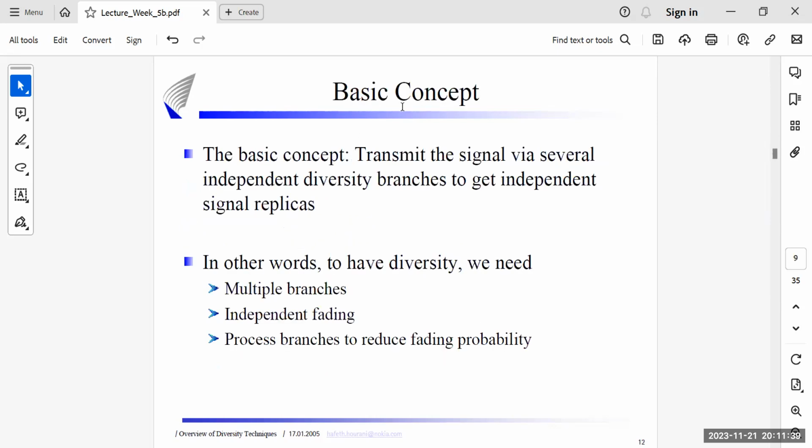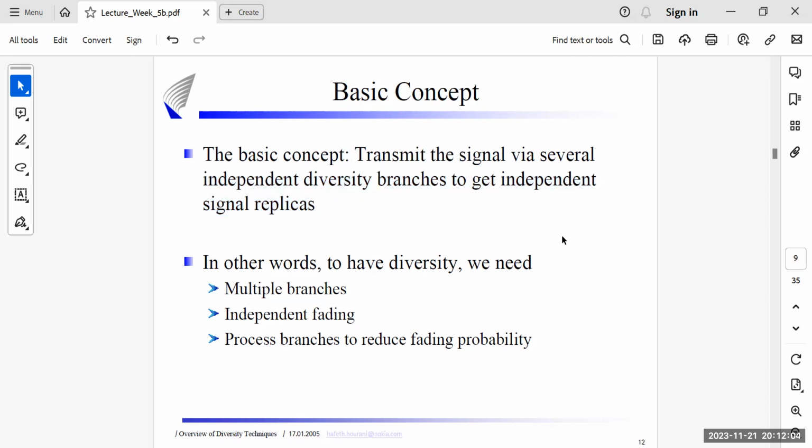What is the basic concept behind that? The basic concept is to transmit the signal via several independent diversity branches to get independent signal replicas. I repeat, you transmit the signal via several independent diversity branches. What are those diversity branches and on what basis? We will see that shortly.